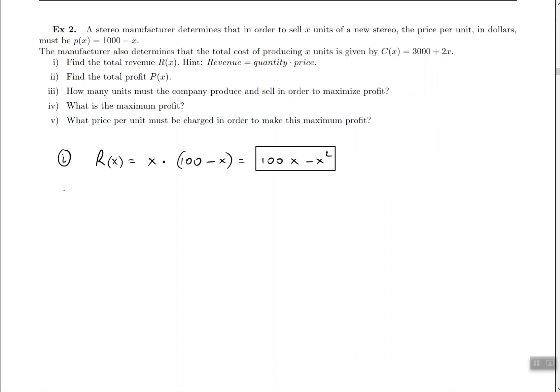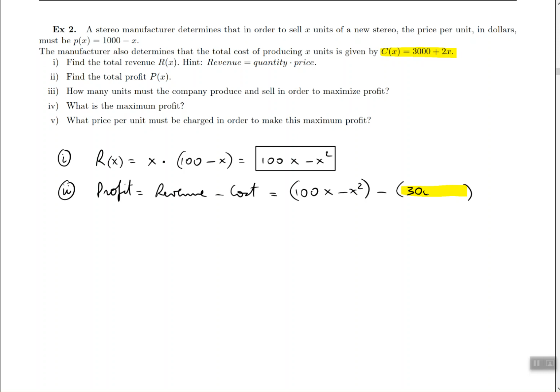Part 2 said find the total profit. So the profit is what we call revenue minus the costs. So the revenue was 100x minus x squared. That was the revenue function. We're going to take away the cost function. What was the cost in this problem? The cost turned out to be 300 plus 2x. We're going to put those numbers right here. And notice how I put parentheses around everything, because my minus has to go to the 300 and to the 2x. And the cost was given, but the revenue, I had to get that myself in part 1. So that's the reason why we did that first.